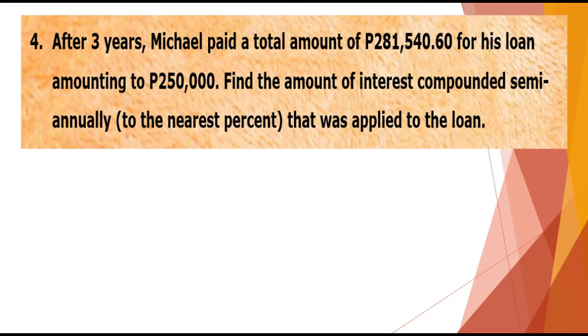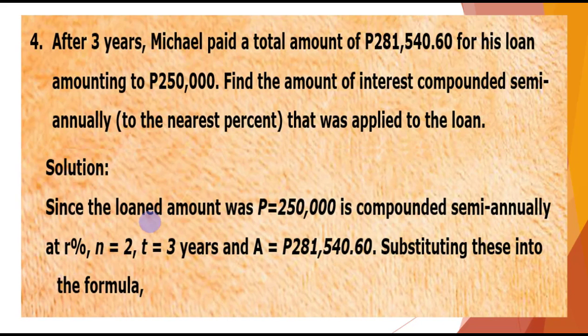Number 4. After 3 years, Michael paid a total amount of 281,540 pesos and 60 centavos for his loan, amounting to 250,000 pesos. Find the amount of interest compounded semi-annually, to the nearest percent, that was applied to the loan. Solution: the loaned amount was 250,000 pesos. So let's call it the principal amount P, and compounded semi-annually.